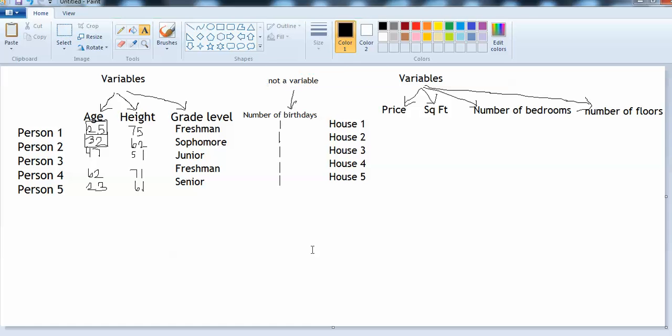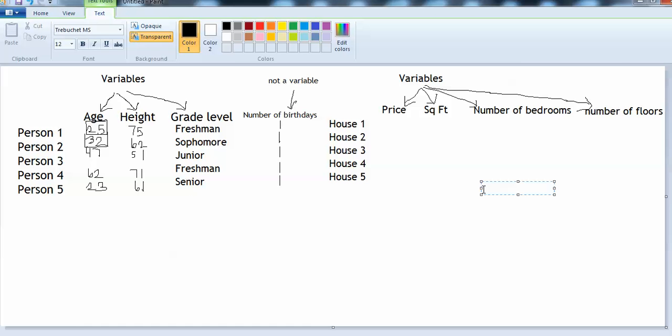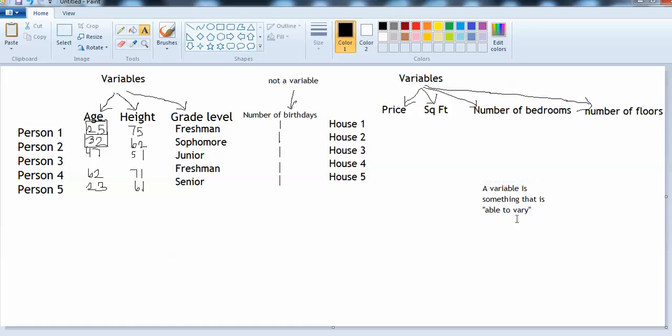I said on another page that a variable is something that is able to vary. That's actually where the word variable comes from. It's able to vary. So this isn't a variable. If we asked each person, what planet do you live on, everyone would say Earth, so that also wouldn't be a variable, even though it would be a column in the spreadsheet.